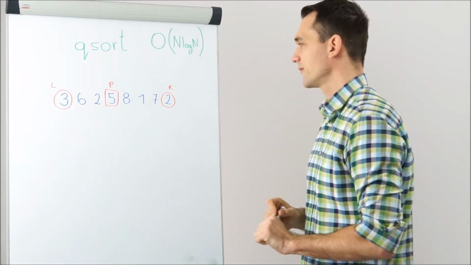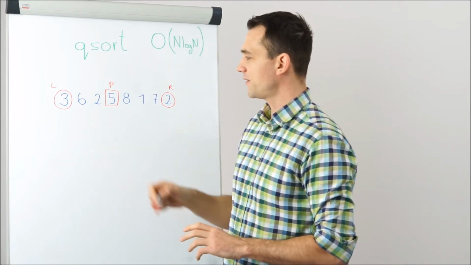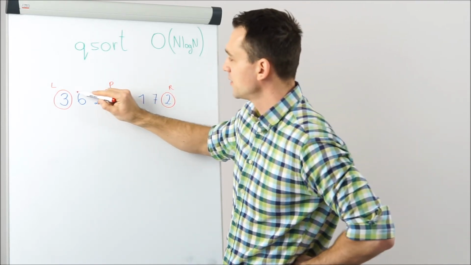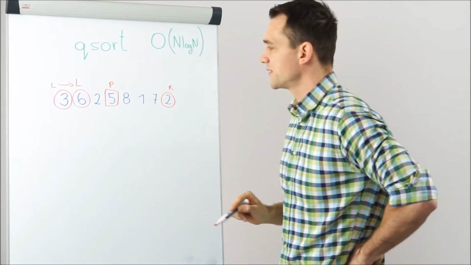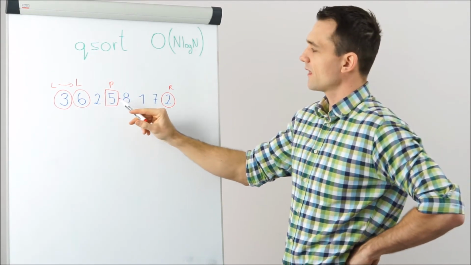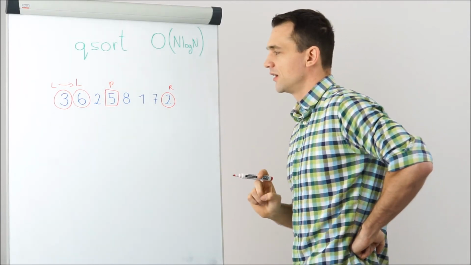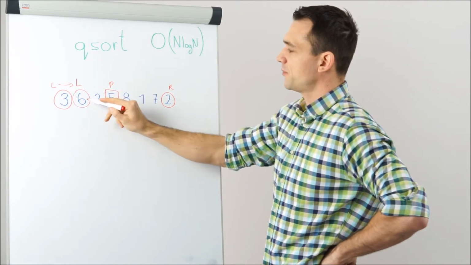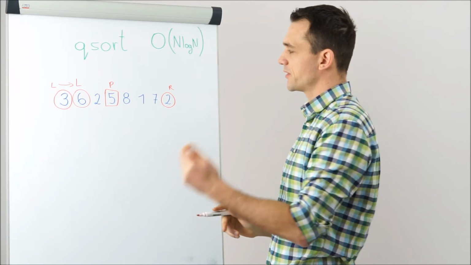So let's start. On the left side we are at 3, which is less than 5, so we can continue and we move our pointer to the 6. Now we are at 6. 6 is higher than 5, so it should be on the right side of the pointer. So we stop at this element and we mark 6 as a subject of swapping.